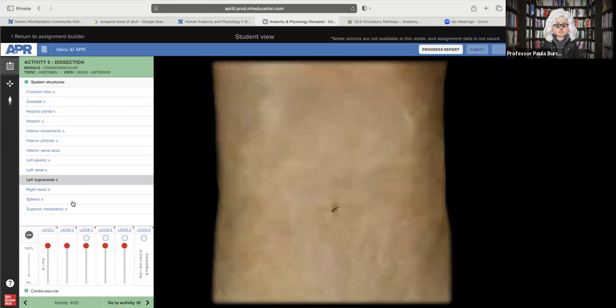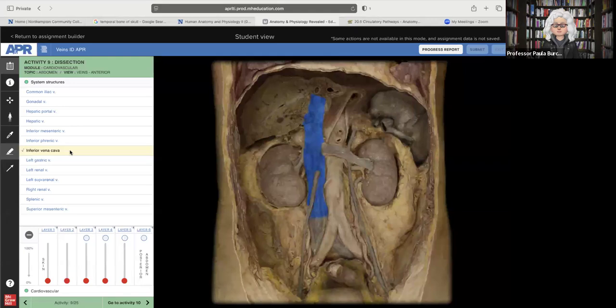Looking here at the abdomen, let's just start with the inferior vena cava here. Let's get our orientation. Here's the liver. There's the spleen. This is your left kidney, your right kidney. So we're going to start by looking at the liver first. The hepatic veins are returning blood back from the liver.